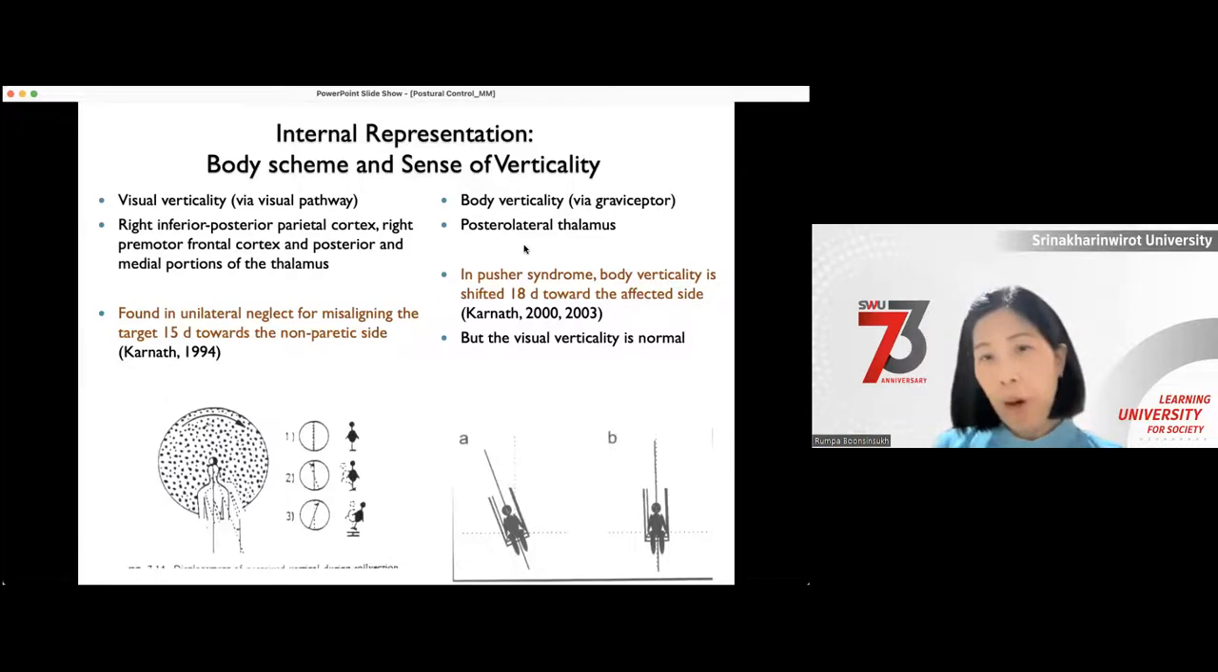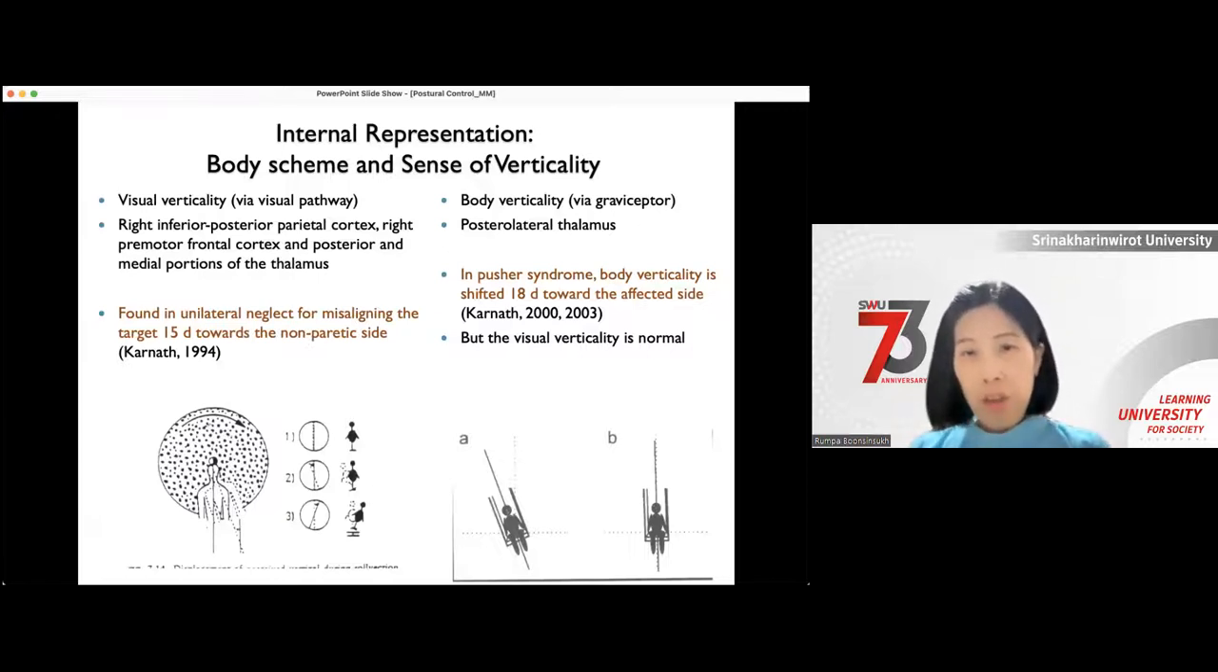Okay, there is another type of sense of verticality, which we call body verticality. This is obtained through the information from the proprioception of the body and also the vestibular system. The body verticality can be tested when you ask the subject to close their eyes and then try to sit upright. If they have a problem with body verticality, the body will tilt sideways. We found this problem in patients with pusher syndrome, who tilt 18 degrees toward the affected side, which is usually the right side. So during the sitting position, again with eyes closed, they will shift the body toward the right side. But the visual verticality is normal.